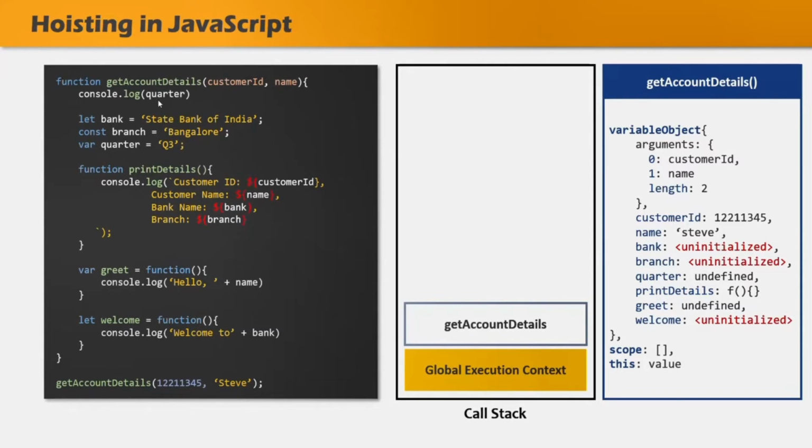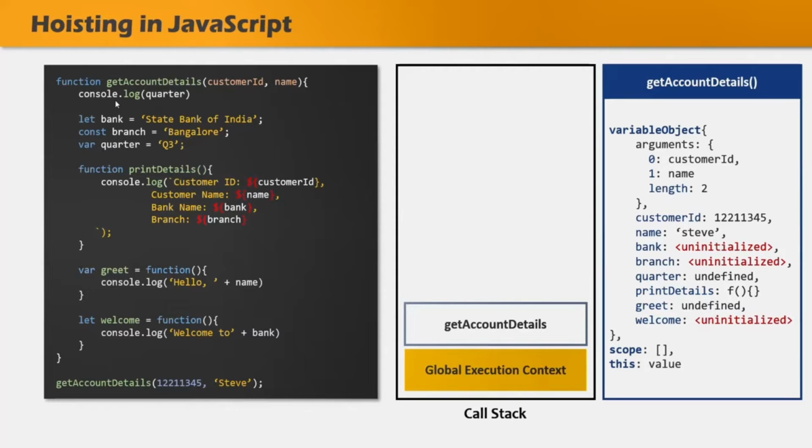But when we are trying to use a variable which is declared using the var keyword, in that case, it is assigned with undefined. So there it is going to log undefined. It is not going to throw us any error. And this is called hoisting. The variables and functions are basically hoisted in JavaScript. We can use them before they are created.